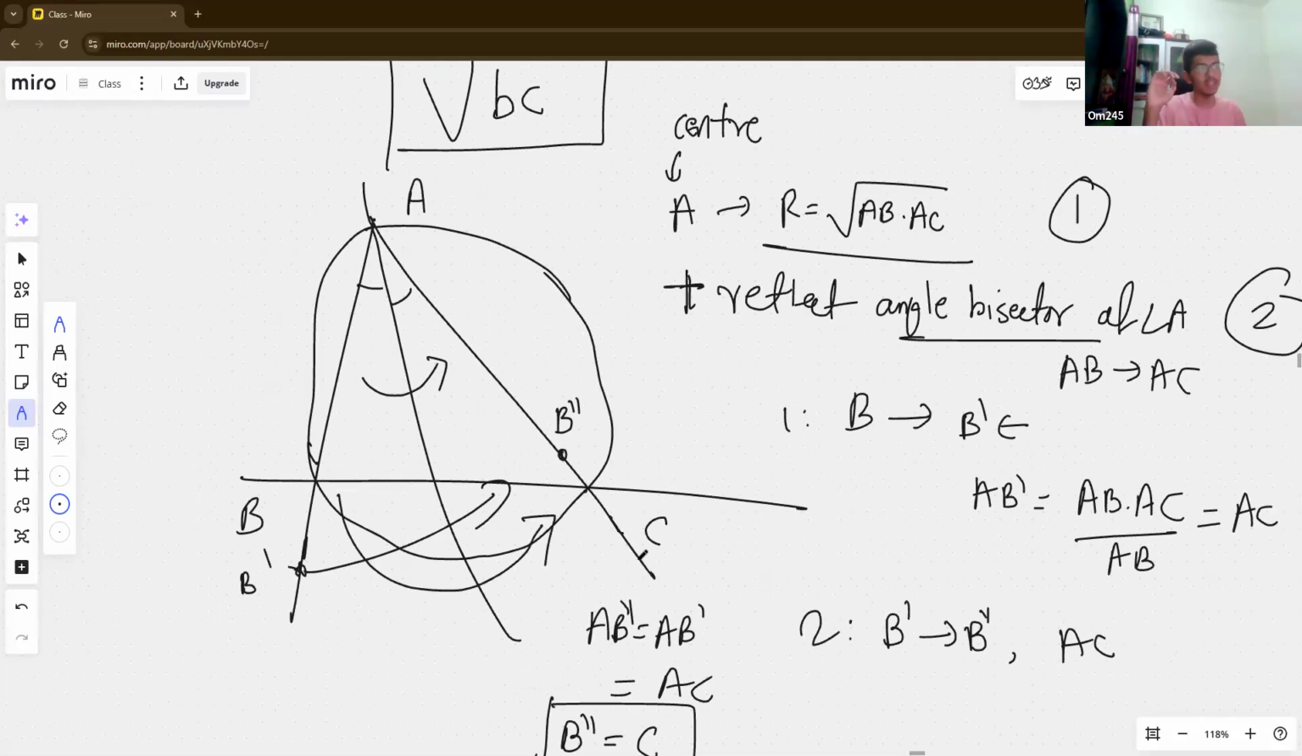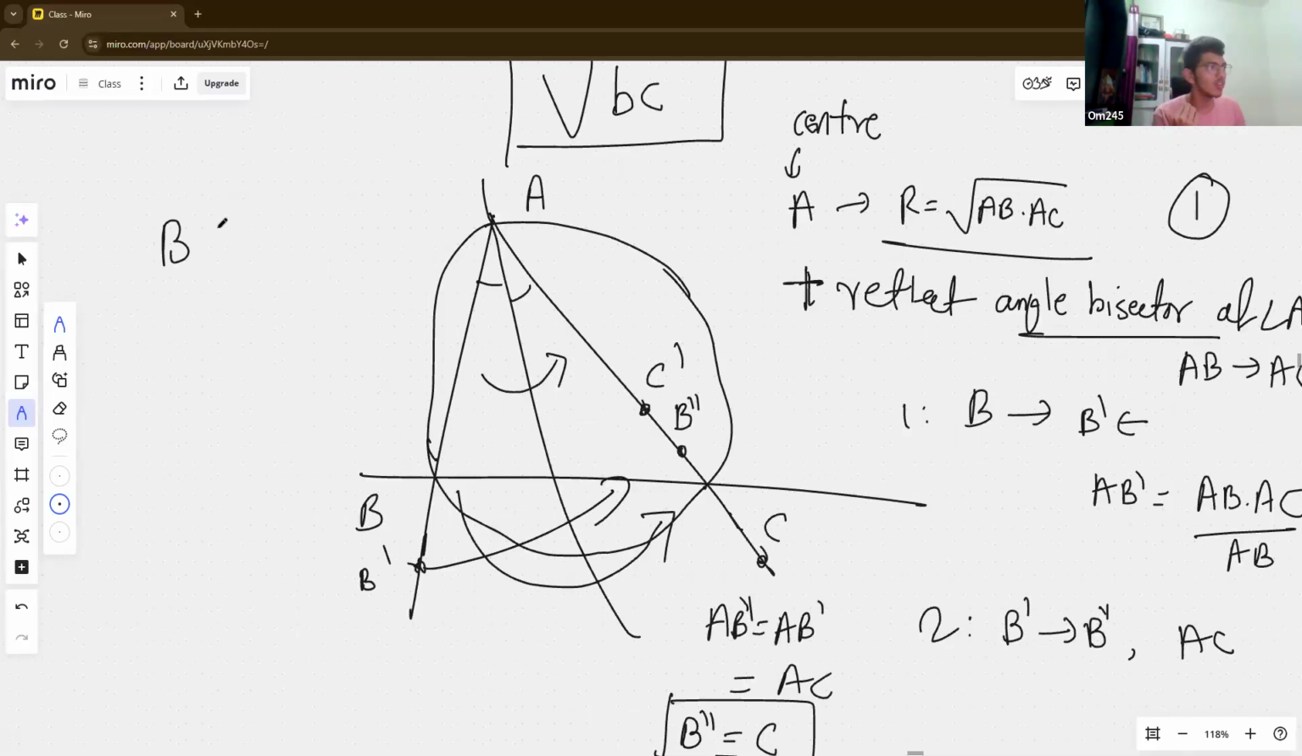And if you follow the same thing, C will go to some C dash such that AC dash is equal to AB, and the reflection gives C dash to A. So the key fact is that B will go to C and C will go to A.